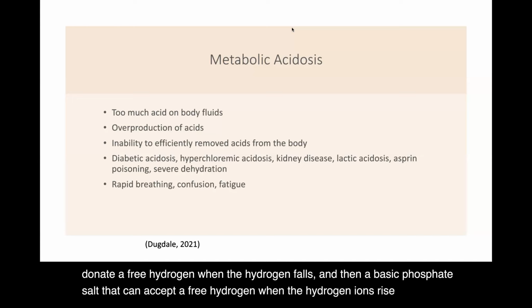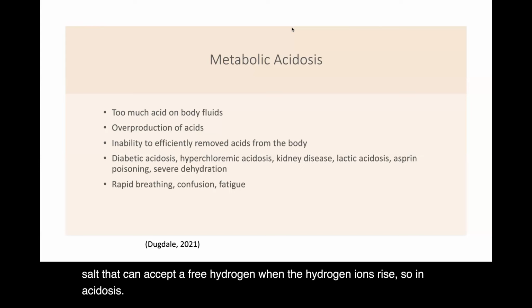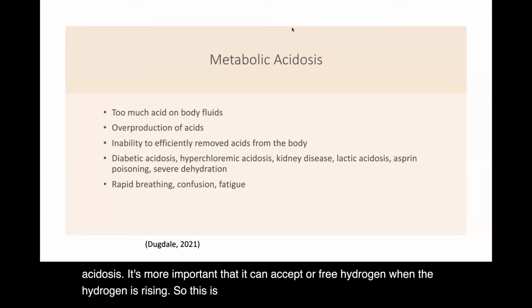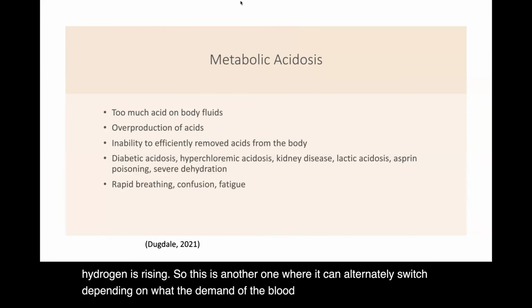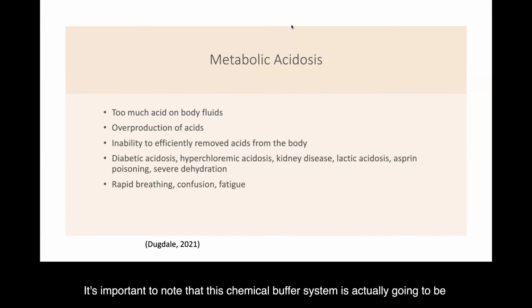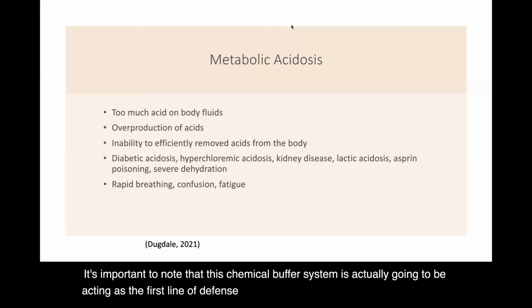So in acidosis, metabolic acidosis, it's more important that it can accept a free hydrogen when the hydrogen is rising. So this is another one where it can alternately switch depending on what the demand of the blood is. So it's important to note that this chemical buffer system is actually going to be acting as the first line of defense against changes in the hydrogen ions.